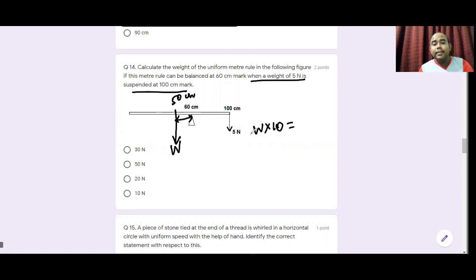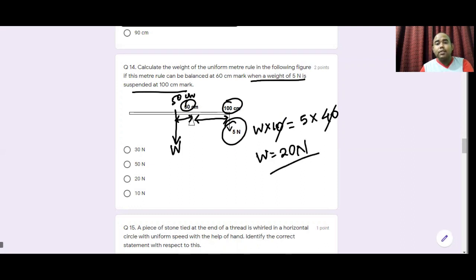And over that side, the sum of clockwise moments. What will the clockwise moment be? What is the force? 5. What is this distance? 100 minus 60. This is the distance, so 40. When you solve this, you will have weight is 20 Newton. So this option C is correct over here. Moving to the next question.